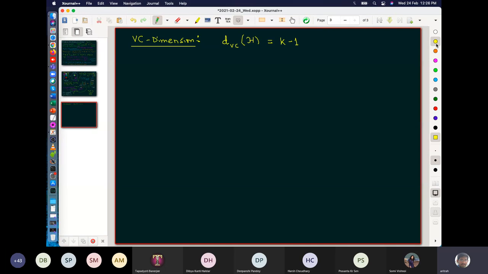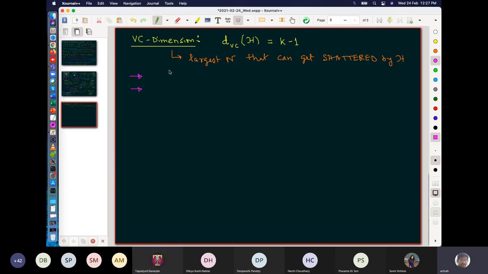which means that it is the largest n that can get shattered by H. Yes or no? Right? Therefore, two important considerations here.